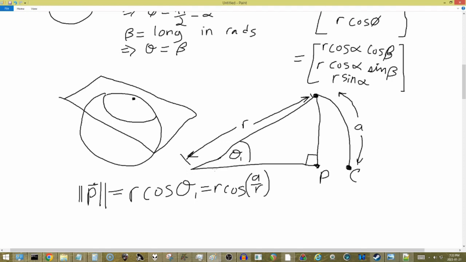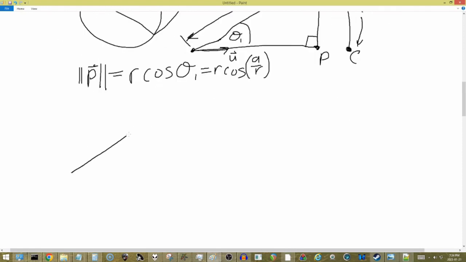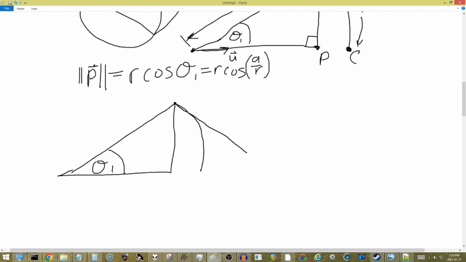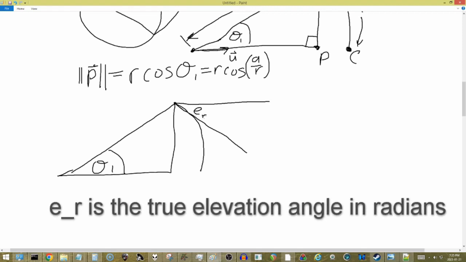And now we let u be a unit vector from the center of the Earth in the direction of the GP. But first of all, let's re-express theta 1. If we think about this diagram a bit more, you've got the theta 1 here, you've got the curve of the Earth here, and then this angle here is the elevation angle. I'm going to call ER the measured elevation angle, in radians, of Arcturus or whatever star it is.